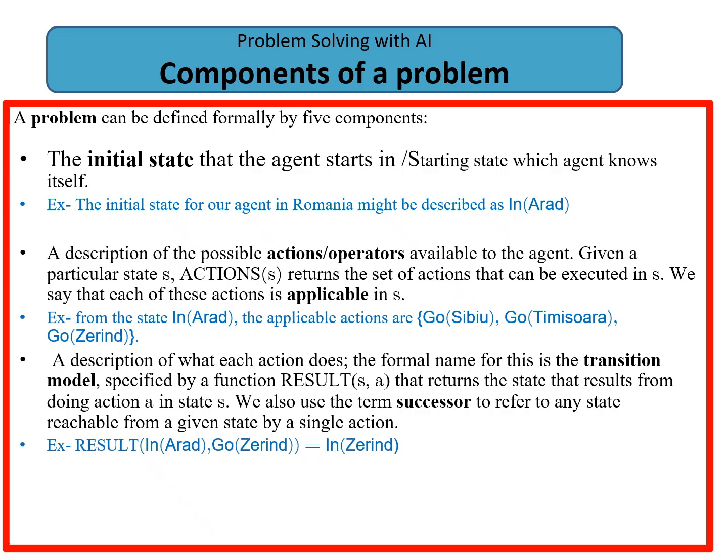Next is the action. Actions are the possible moves available to the agent in a particular state. It can be written as all the actions that can be performed in a state, for example when the agent is in Arad. Then the transition model. The transition model describes the result of performing an action in a particular state. It can be represented as Result(S, A), where S is the current state and A is an action. Next is the successor.